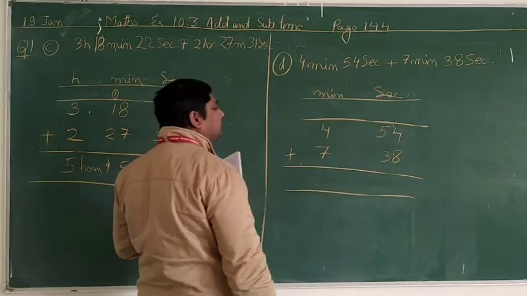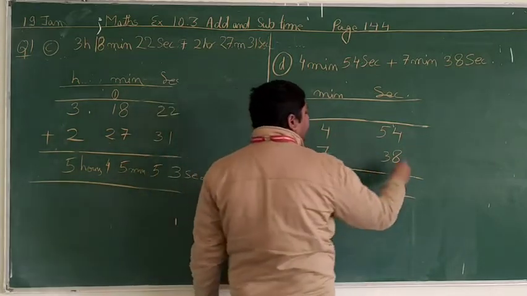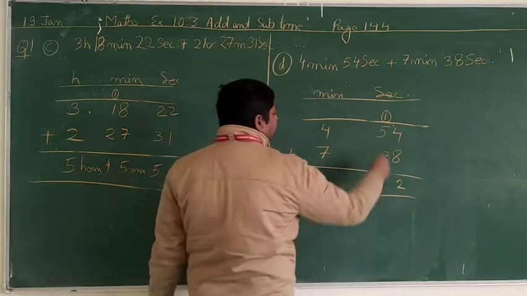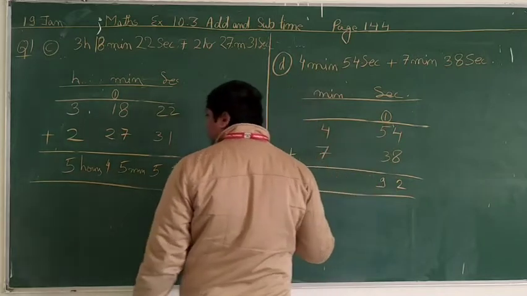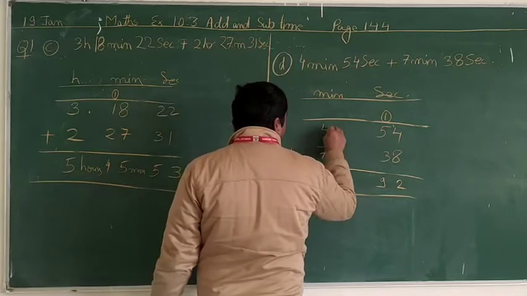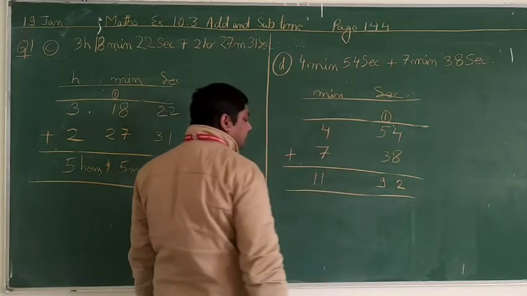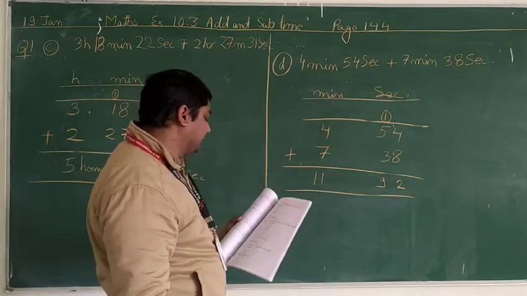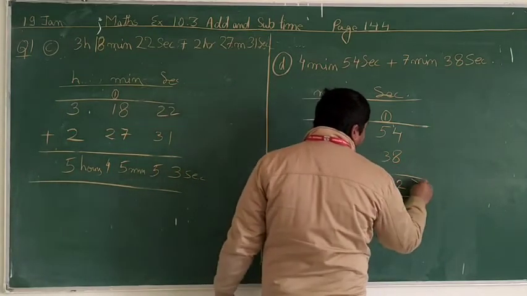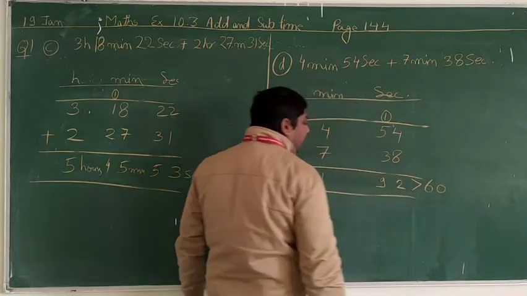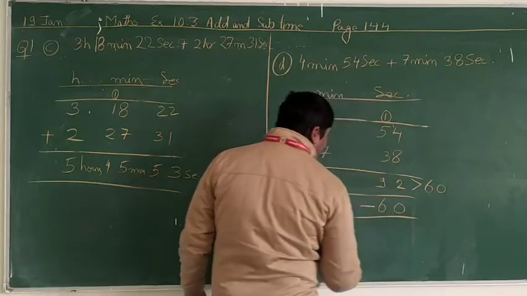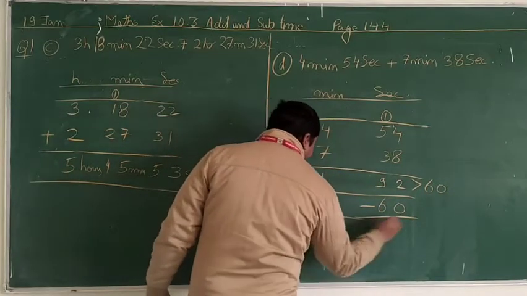Now we will add them, and this will be 8 plus 4, 12, 1 will be carry, and 8, 9, 92 is here, and 7 plus 4 is 11. Now listen very carefully. If we have minutes or seconds more than 60, then we will subtract 60 from here and add 1 here.